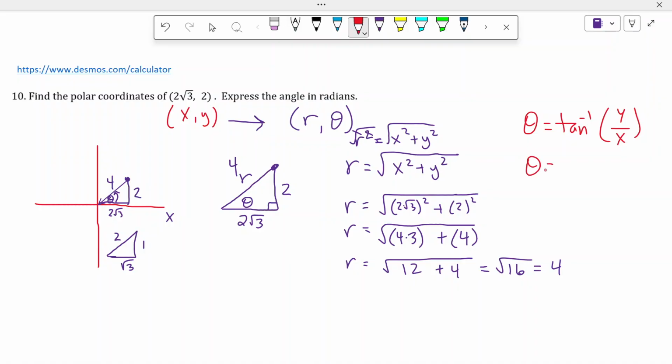So let's just use that formula, or use our triangle, really. And so what? The y was the 2 over the x was the 2 root 3.